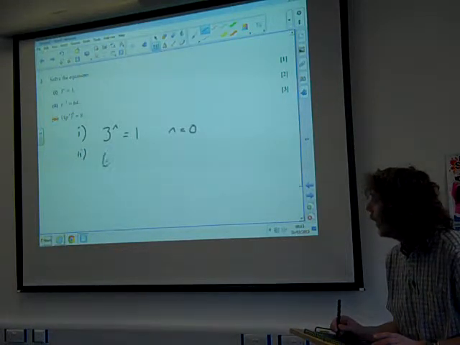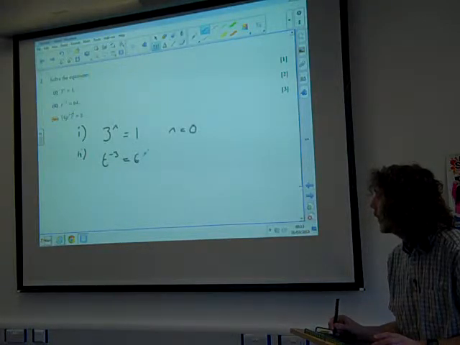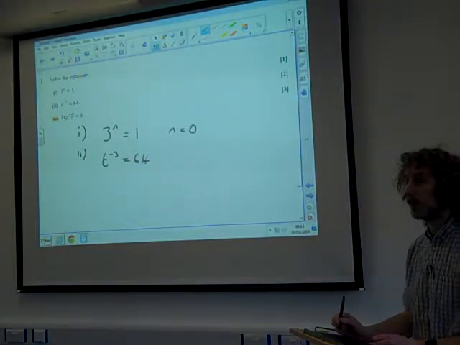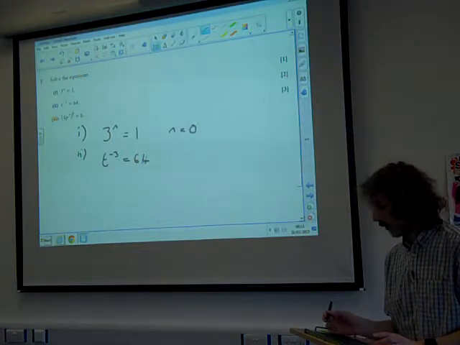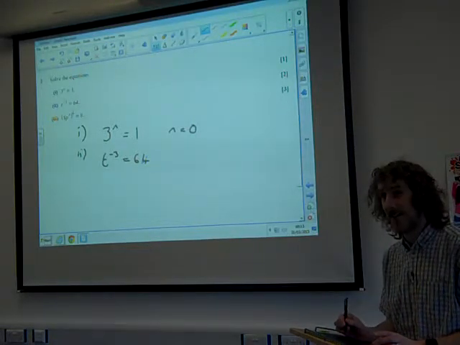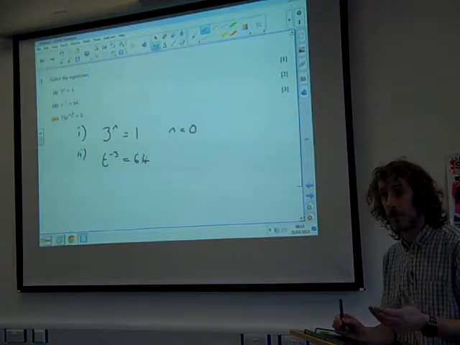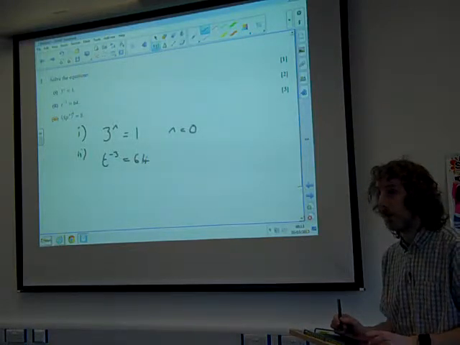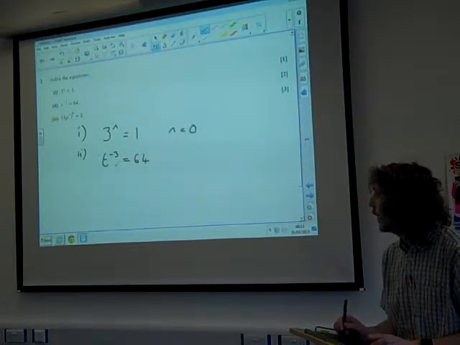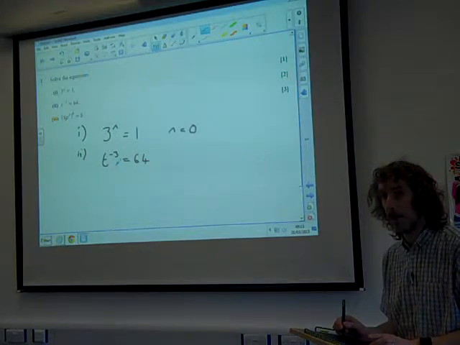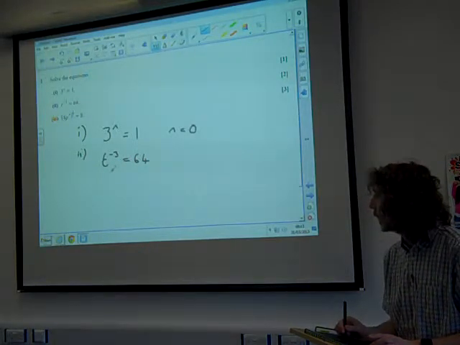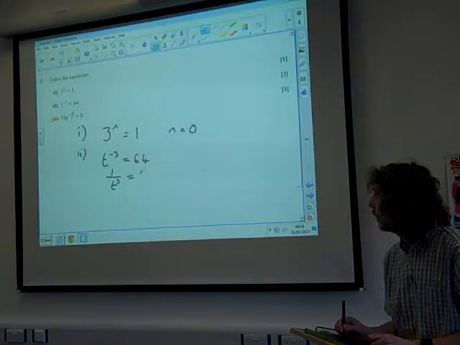Now we've got t to the minus 3 is 64. Okay, so we know that a negative power means it's the reciprocal, means it's 1 over that function. So t to the minus 3, that's 1 over t cubed. Let's start with that. 1 over t cubed is 64.